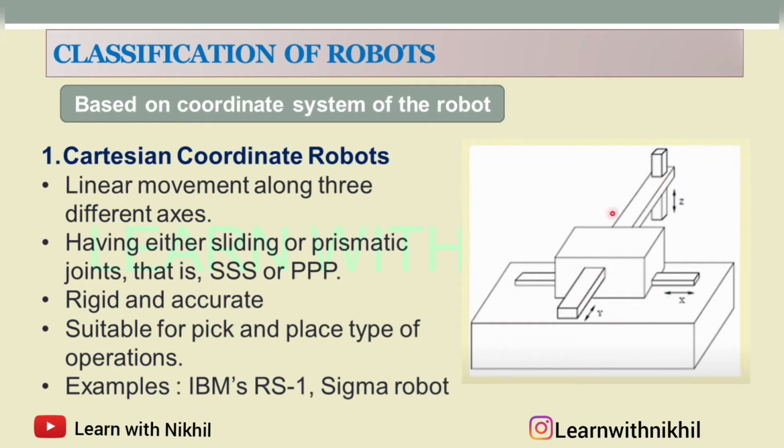So this is the linear type of robot. It is rigid and accurate. It is suitable for pick and place types of operations. So it is best used for pick and place, as it can move and do it accurately. An example is the IBM RS1 Sigma robot. So these are the types of robot which come under the coordinate system category, and under that, the Cartesian coordinate robot.